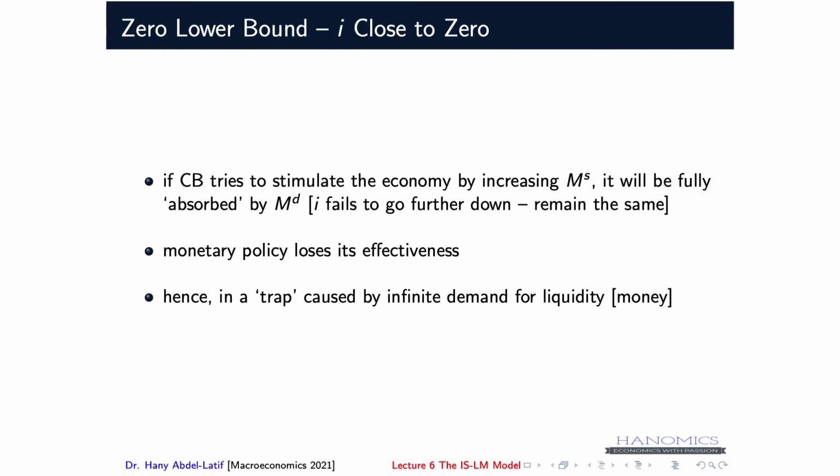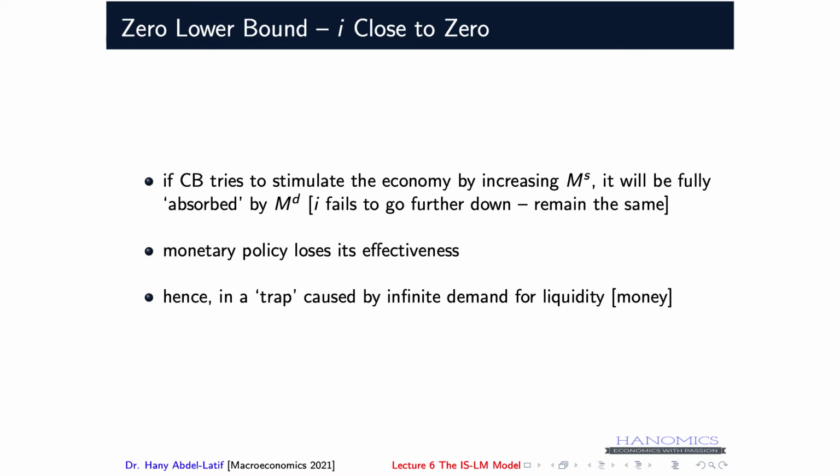So what is the problem if that is the case? We know from before, if the central bank tries to stimulate the economy, let's say we have a recession and the central bank would like to stimulate the economy, how would they do that? They increase money supply. However, it will be fully absorbed by demand for money. The interest rate fails to go further down.